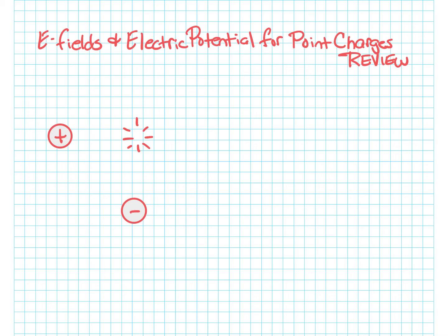So I have this point in space, and around it I have two charges, a positive charge and a negative charge. And what I'd like to do is figure out the direction and magnitude of the E field at this point in space. So to do that, I go to the definition of an electric field.